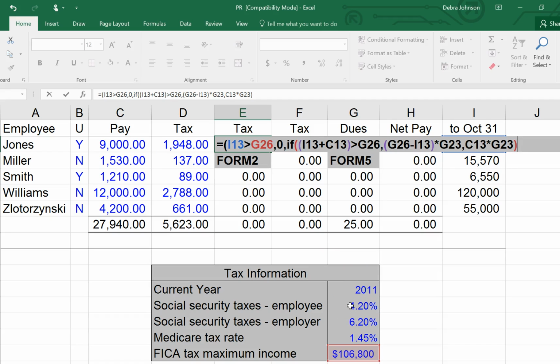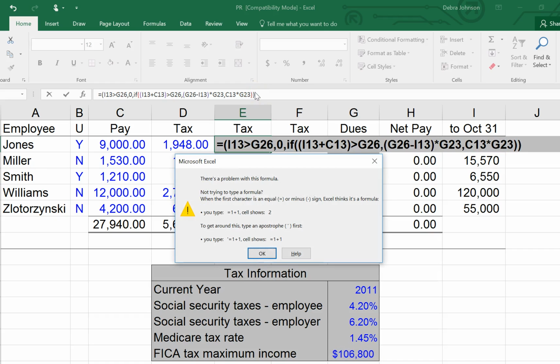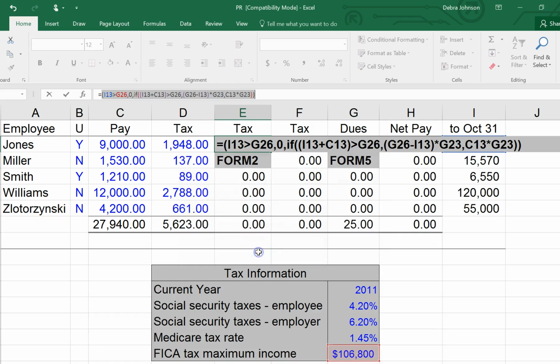One more thing about equals if formulas. The open parentheses have to match the closing parentheses. So here's 1 open, 2 open, 3 open, 4 open. So I need to have 4 closed. Do I? 1, 2, 3. Looks like I need to add another one. Press enter. And sometimes you have to troubleshoot the formula, so don't feel bad if that happens to you.